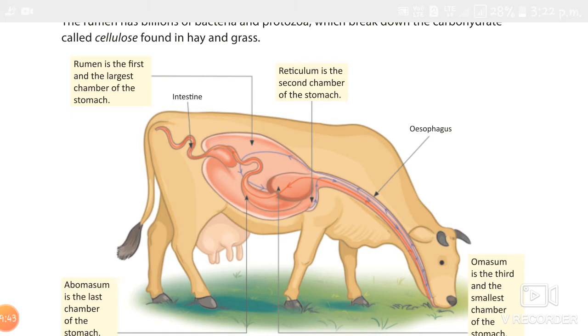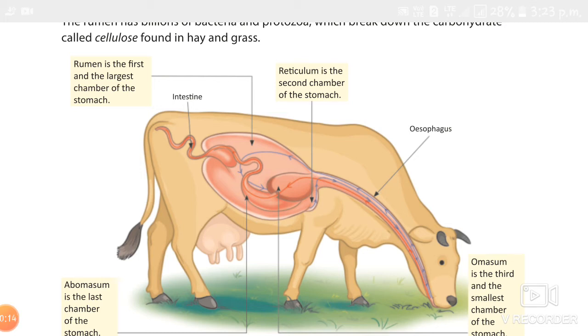Here several villi are present. What's the use of the villi? It helps in increasing the surface area for absorption. Understand that? The same we studied in humans also. In humans, the small intestine has the villi, and the same use we studied there.